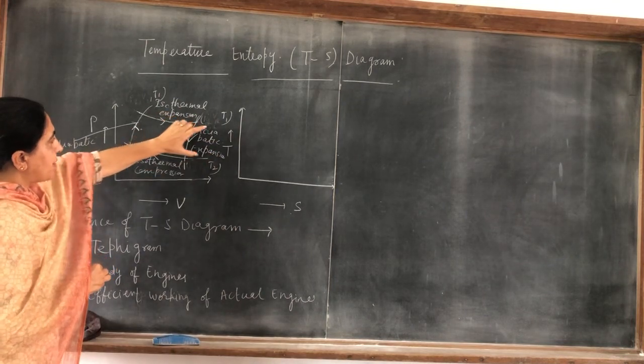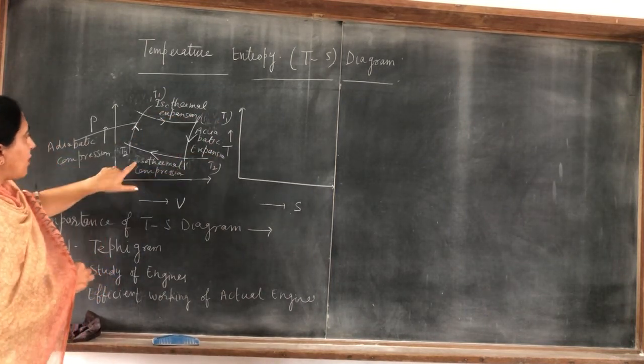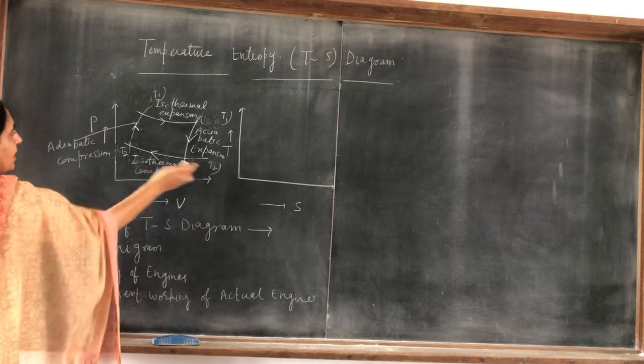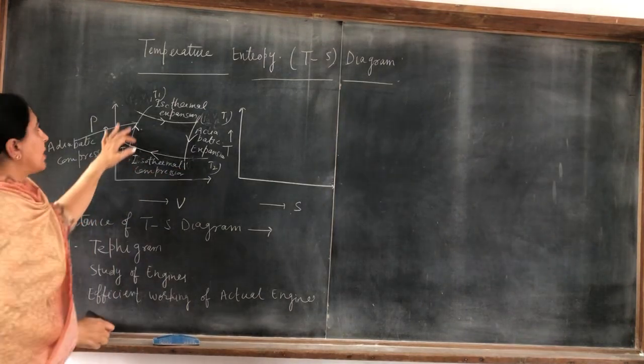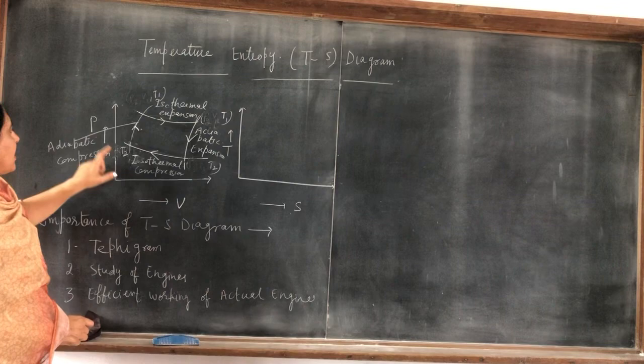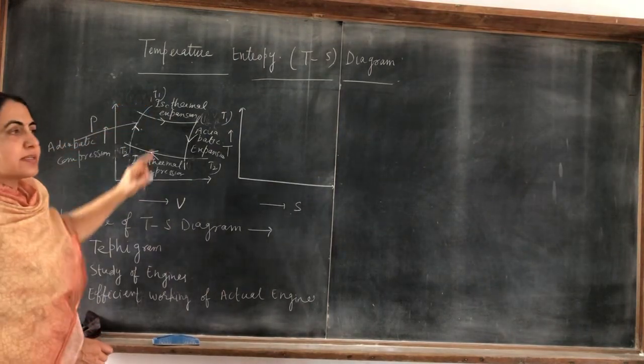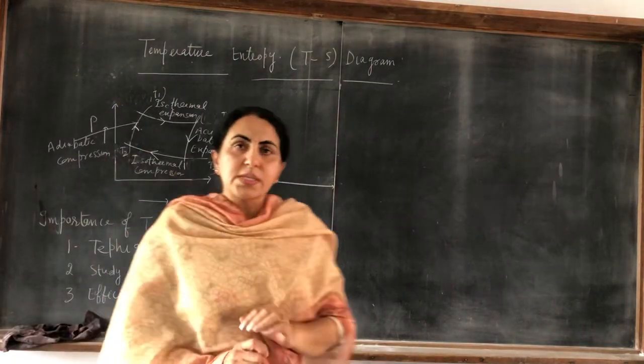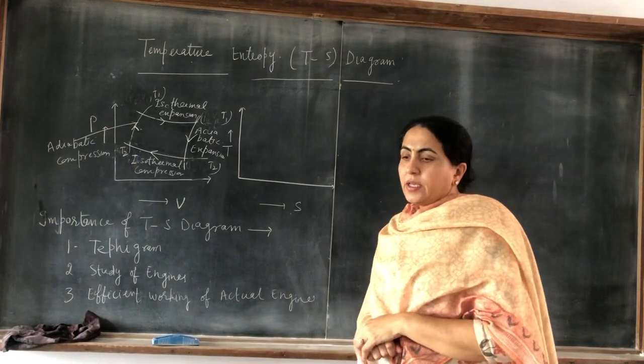Then in adiabatic, temperature goes from T1 to T2. Again for isothermal, temperature remains constant, that is T2. Again for adiabatic, temperature goes from T2 to T1, it decreases in compression. So this is a Carnot cycle.